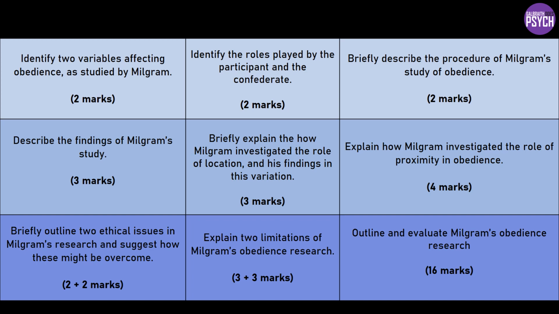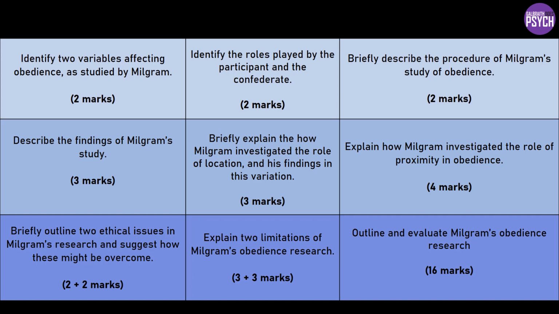Okay, next one. Again, identify the roles played by the participant and the Confederate. This one isn't really an exam question. This is more focused on you just retrieving some of that key knowledge. So you're probably not going to be asked it, worded like this, but it would be part of what you'd be expected to give if you were outlining the procedure, for example. So the roles, hopefully you remember, are that the participant played the part of the teacher and the Confederate played the learner. So this moves us into describing the procedure more generally.